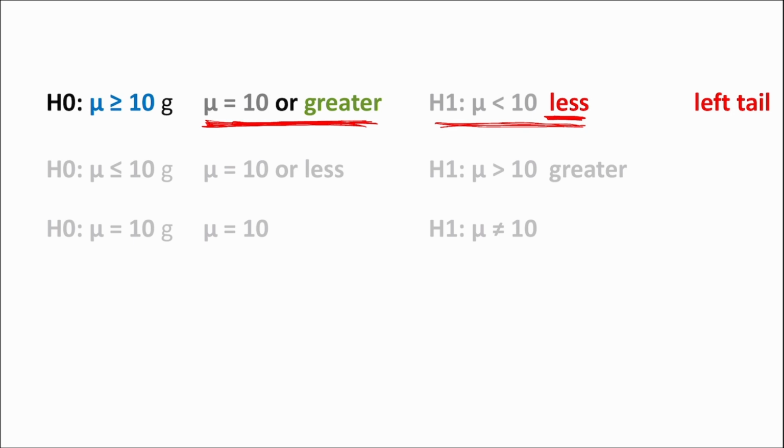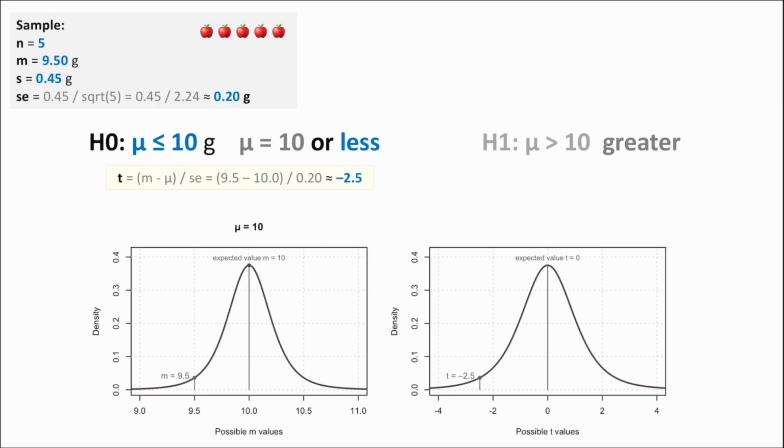Okay. Now let's consider the second one. In the second one, you can see that the hypothesis is 10 or less. Because we didn't change the value, we didn't change this 10, the t-score will be the same, minus 2.5.